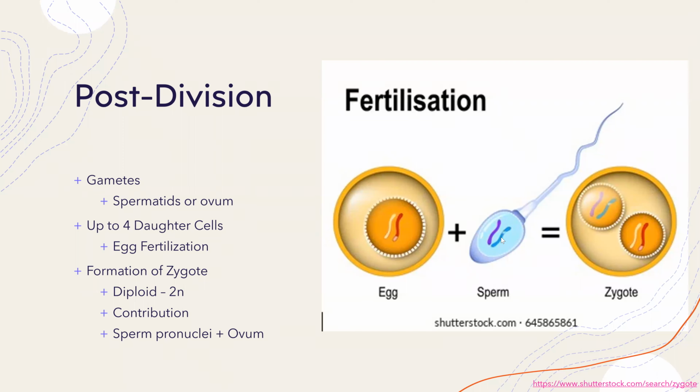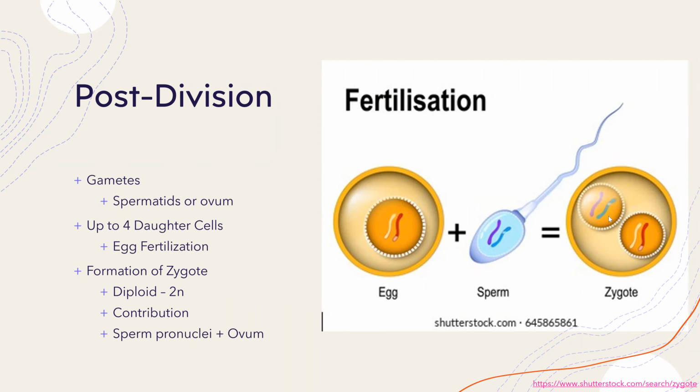So the formation of the zygote is when the sperm enters the egg and the nucleus releases the genetic material, or DNA, into the egg, and it turns the zygote back into a diploid. As you can see here, this is from the mother and this is the DNA from the father.